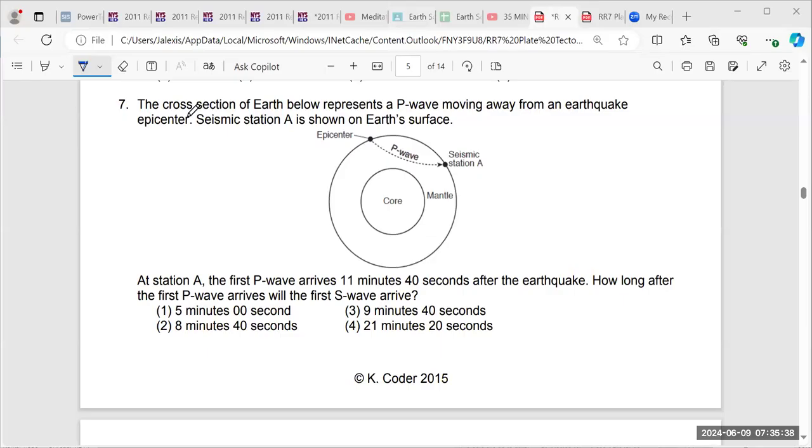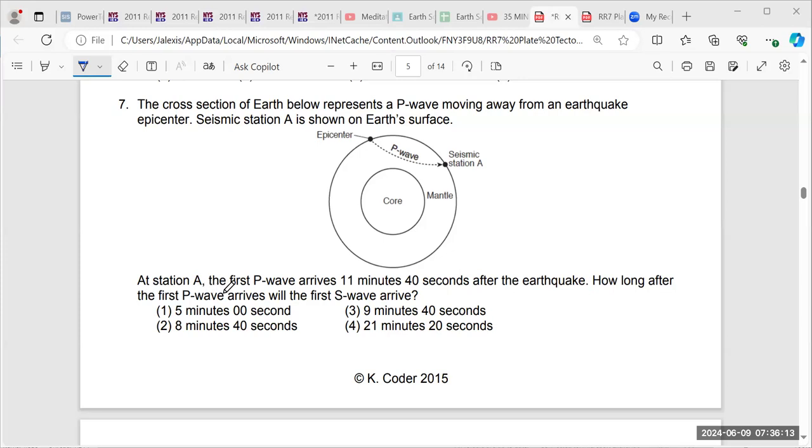All right, everybody. So number 7, it says the cross section of Earth below represents a P wave moving away from an earthquake epicenter. Seismic station A is shown on Earth's surface, right? So just a reminder, when an earthquake occurs, the epicenter is the origin, where the earthquake happens. Once an earthquake occurs, it sends out a P wave and then an S wave. So the P wave arrives first and then the S wave.